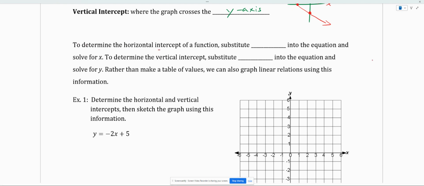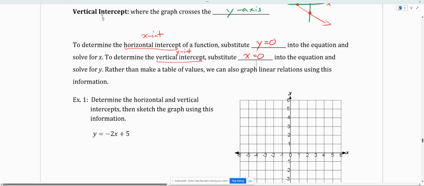So to determine the horizontal intercept of a function, also called the x-intercept, we substitute y equals 0. Y must equal 0 when we cross the x-axis. If you look at that visually on a graph here, no matter where I go on the x-axis, y is equal to 0. And likewise, to determine the vertical intercept, which is my y-intercept, we substitute x equals 0 for the exact same reason. Anywhere I go on my y-axis, the x value is going to be 0.